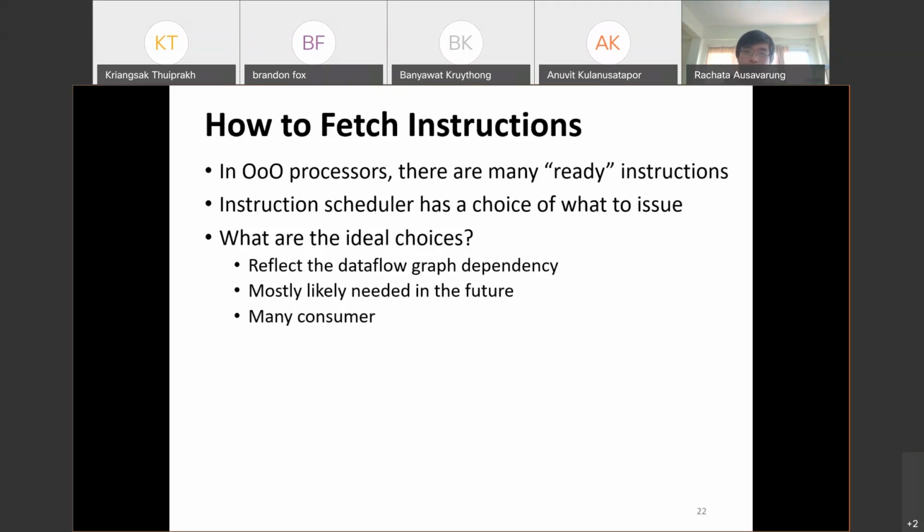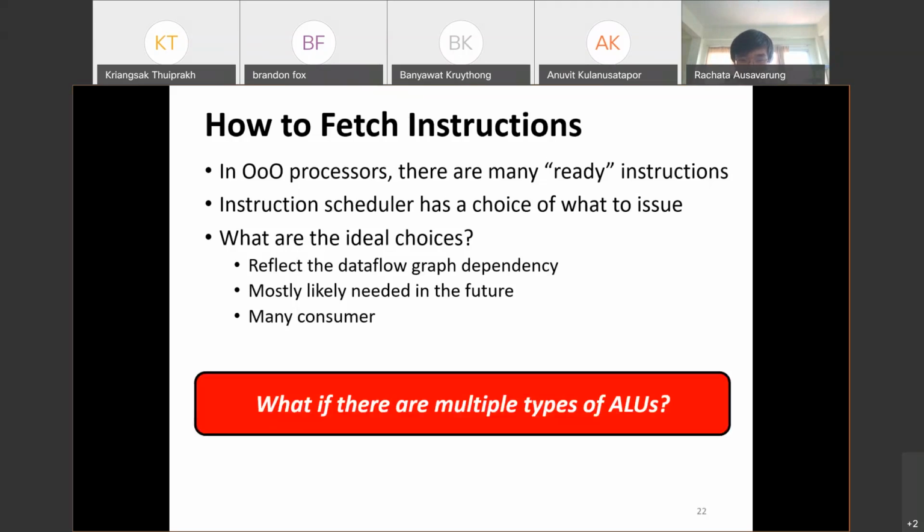If there are many consumers, basically it means that I produce the data that a lot of instructions need. That is a good target as well.